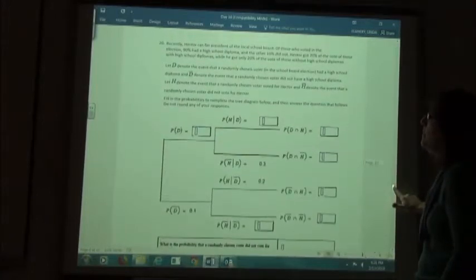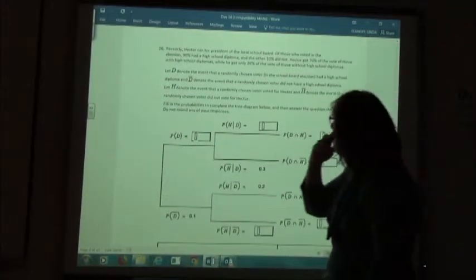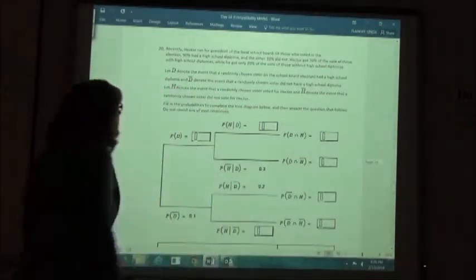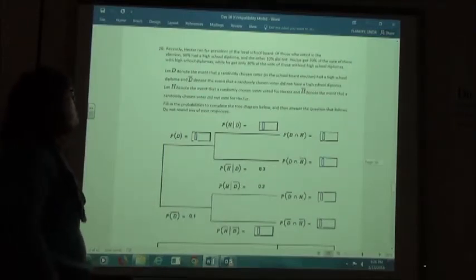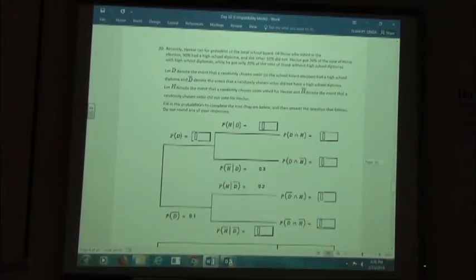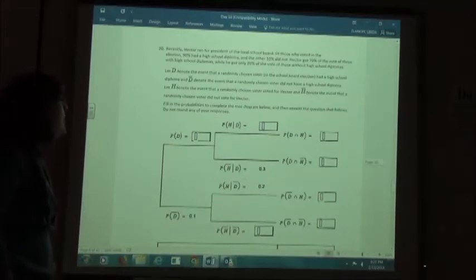Number 20. Recently, Hector ran for president of the local school board. Of those who voted in the election, 90% had a high school diploma, the other 10% did not. Hector got 70% of the votes of those with high school diplomas, while he only got 20% of the votes of those without high school diplomas.